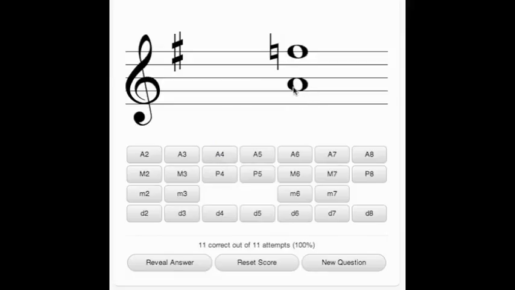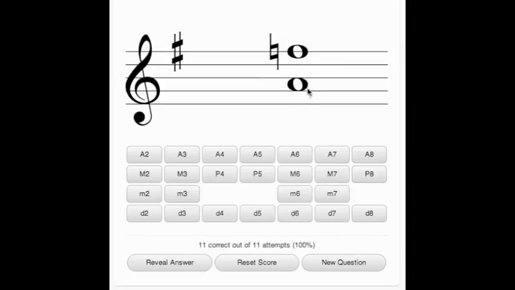Okay, so this time what we've got is an A to an F. Now, we do have an F sharp in the key signature, but because we've got an F natural here, this natural sign cancels out the sharp. So what we can say is this is an A to an F. Let's count that numerically. 1, 2, 3, 4, 5, 6. An A to an F is a sixth of some description.